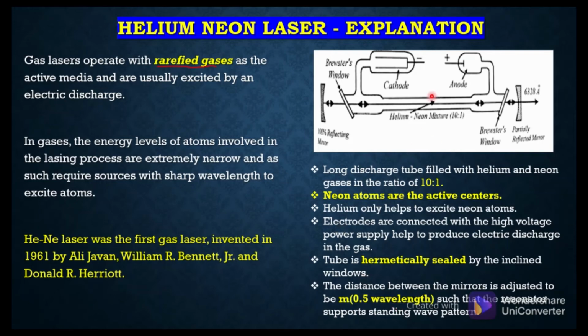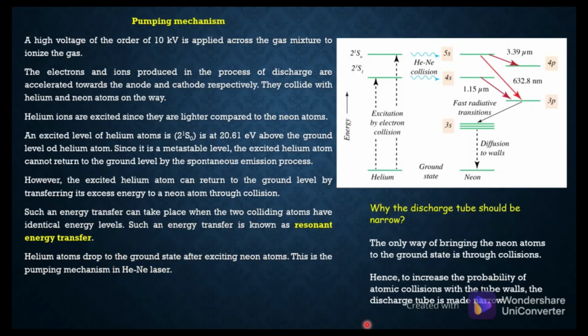So one thing you should understand here is that the length of the tube will be very much higher compared to the diameter of the tube. That's why the tube is called a narrow discharge tube. And why the tube has to be narrow, why the diameter of the tube cannot be higher, we will see the reason in the next slide.